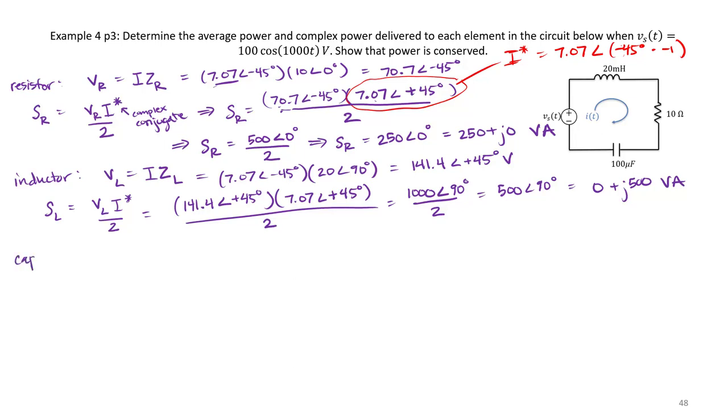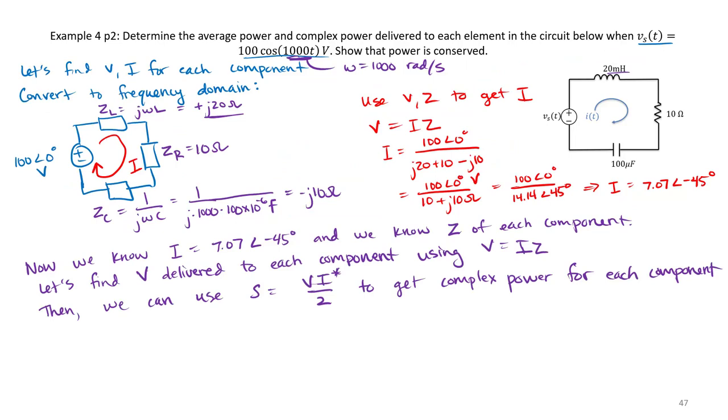Finally, we have our capacitor. We know the voltage across our capacitor is current times the impedance of our capacitor. So if we substitute everybody in, well, we know our current is 7.07 angle negative 45 degrees. And remember, our capacitance is negative J10 ohms. We can write this as negative 10 angle 90 degrees, or 10 angle negative 90 degrees. I'm going to go ahead and take the 10 angle 90 degrees form in order to keep my amplitude positive in the polar form.